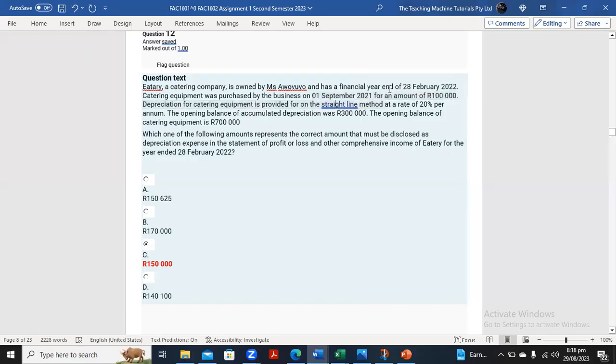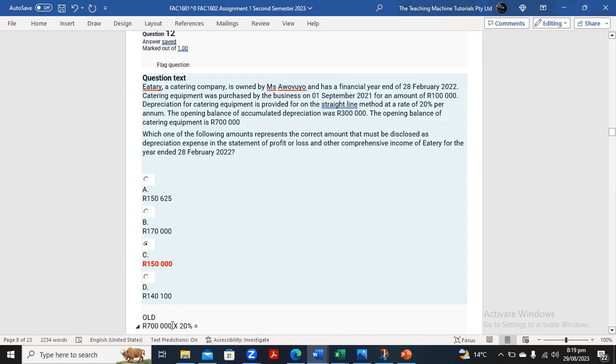Then they use a straight line method at 20%, but the opening balance of accumulated depreciation on the equipment is 700,000. So guys, you start with the old one again. You say 700,000 times 20%. Why times 20%? Because they are using a straight line method, so it's not like the diminishing balance where you have to get the carrying value. So this one, you just use the percentage.